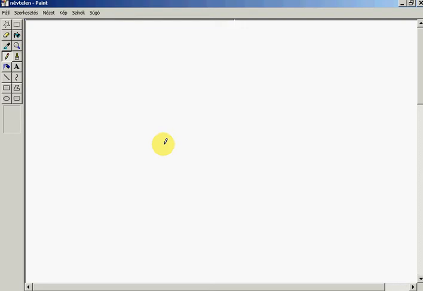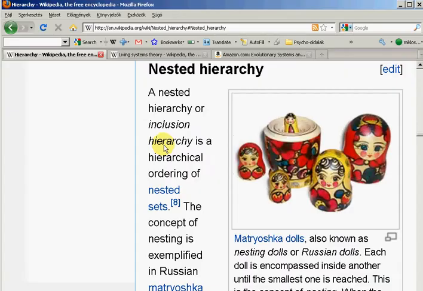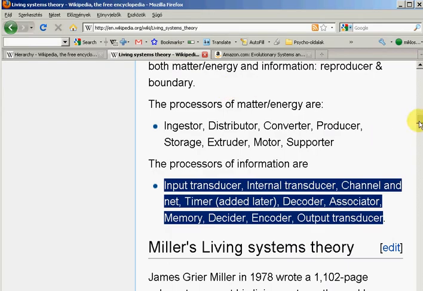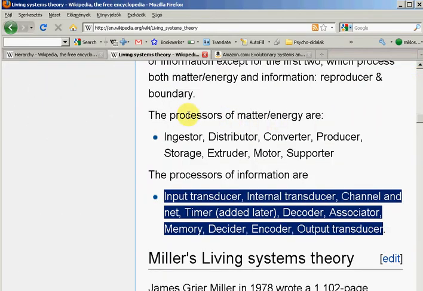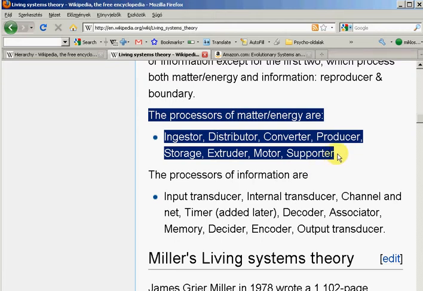This idea was promoted by a scientist, a biologist called James Grier Miller, who wrote a book called Living Systems Theory, as you can read the details on Wikipedia. You will see that he has identified different similarities between all living systems, saying that the cell, the person and so on have processors of matter and energy and processors of information, and the same you can find in all living systems.